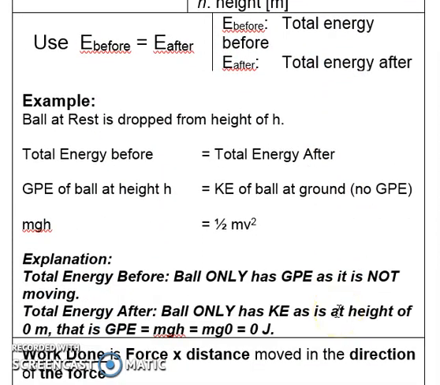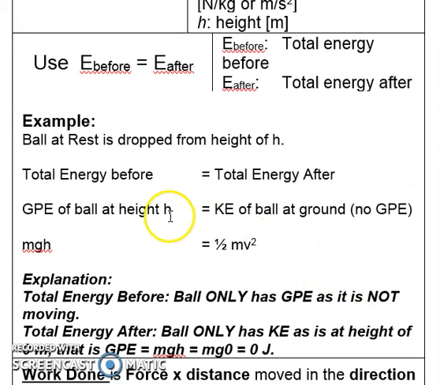Okay, so how do we use the conservation of energy? We can use this formula: energy before equals energy after. An example here would be if I were to drop a ball from a height of h meters, the energy before only has gravitational potential energy, right? And the energy after only has kinetic energy. So you can actually equate both of them to each other.